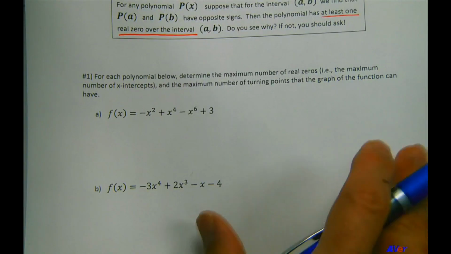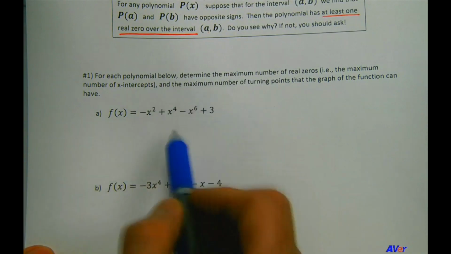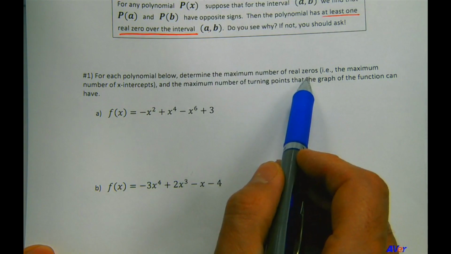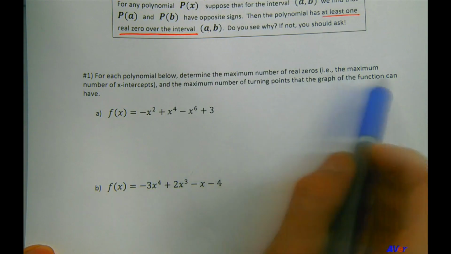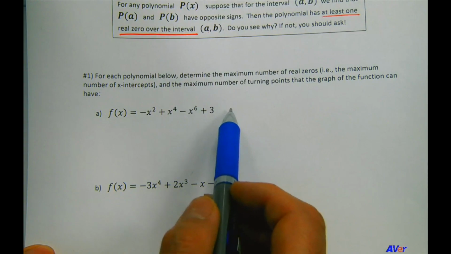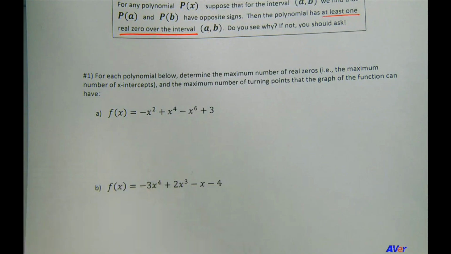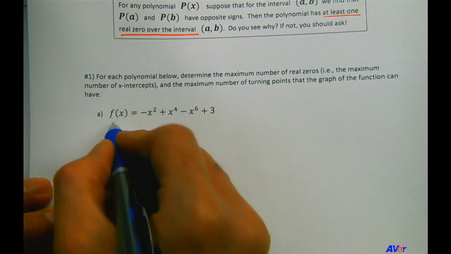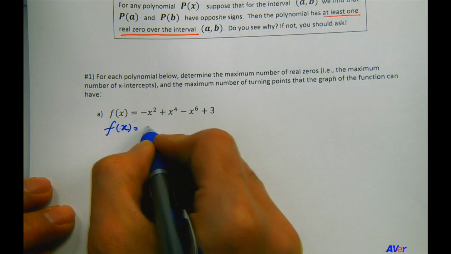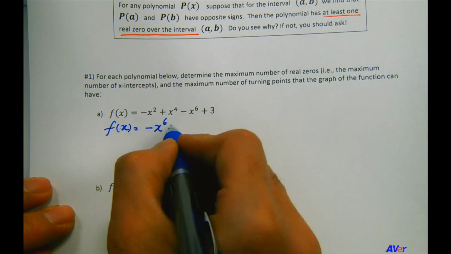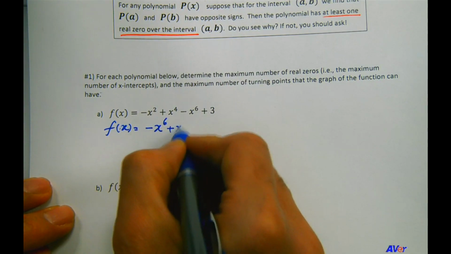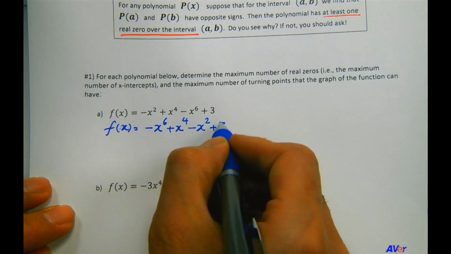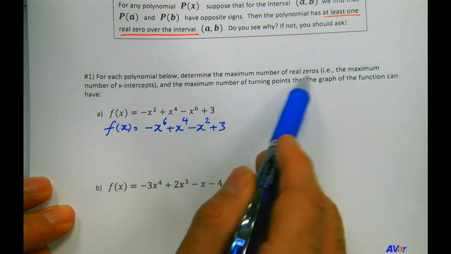Having said that, for each polynomial below, determine the maximum number of real zeros, i.e. the maximum number of x-intercepts. Let's put these terms in order, because the highest power should come first. So f of x equals minus x to the 6th power plus x to the 4th power minus x squared plus 3. Now, determine the maximum number of real zeros.